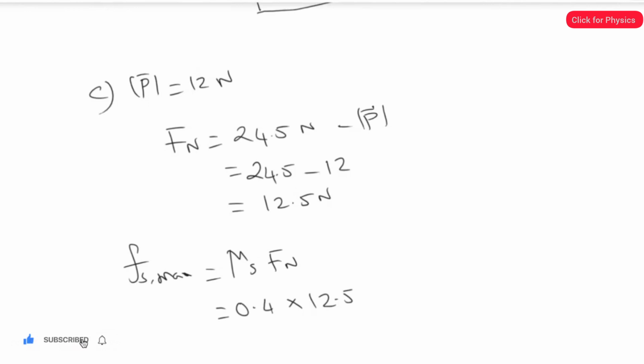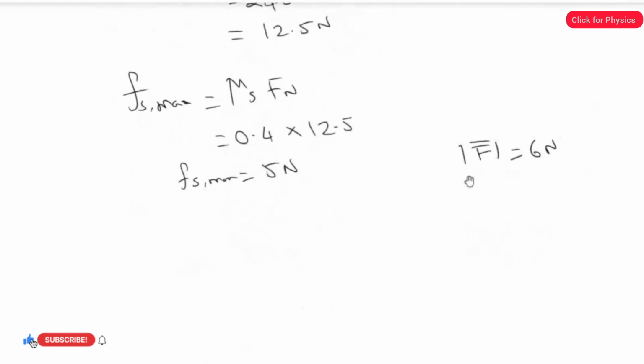I got the maximum static friction value as 5 Newton, but our applied horizontal force is 6 Newton. So when the applied force is greater than the maximum static friction, for the P vector value of 12 Newton, the block is moving. Why? Because the magnitude of the F vector is greater than the maximum static friction. Now again, you have to find the answer for the kinetic friction.